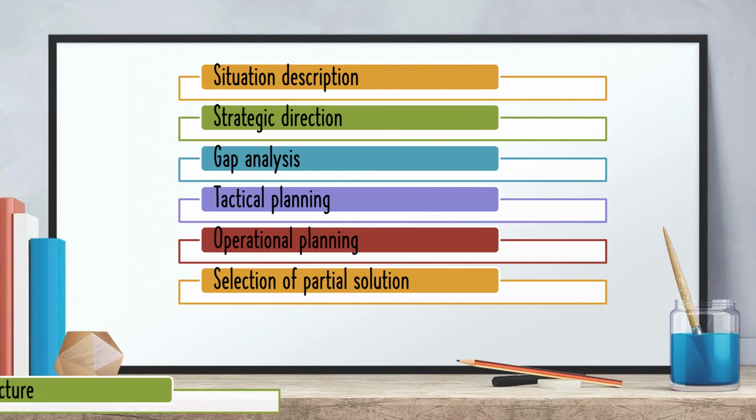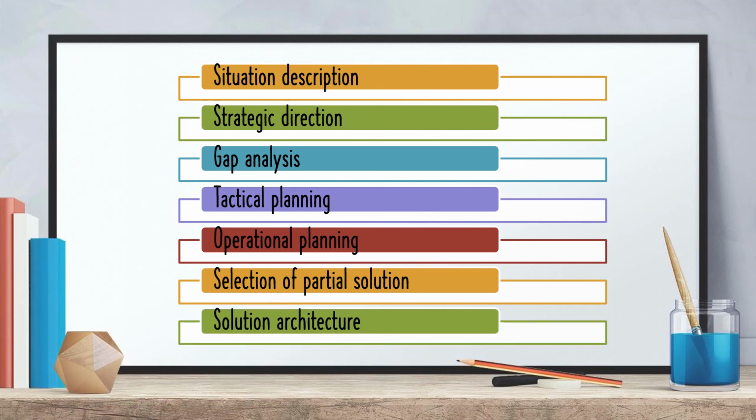And the last one is for solution architecture. So this differs from the selection of partial solutions in the sense that this one covers all the process. So it uses the EA to create the high level definition of an actual step in the enterprise transformation as it will be realized in the context of a specific project.